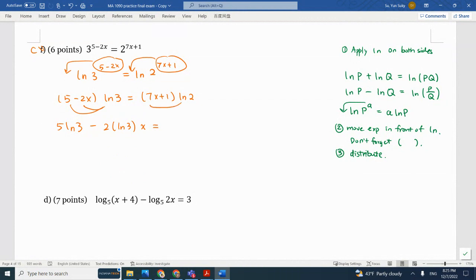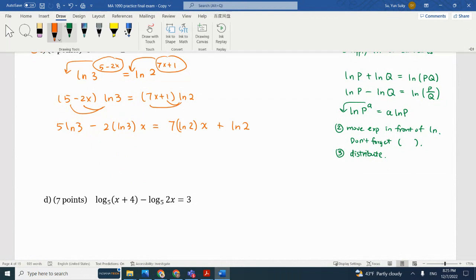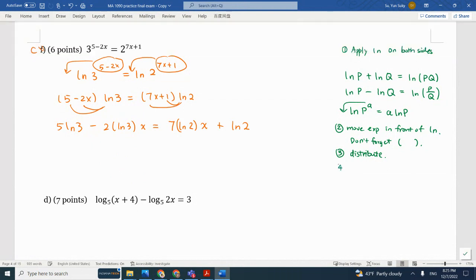And then on the right hand side, 7x times ln of 2. Let's change the order. So it's 7 ln of 2 times x. And then 1 times ln of 2 is ln of 2. Okay, now we move all the terms with x to one hand side and move all the terms without x to the other side.